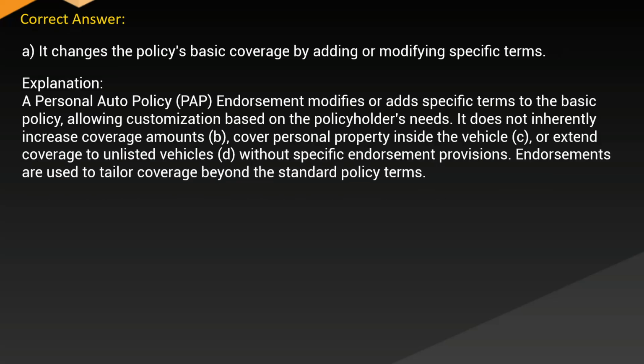Question 79. What does a scheduled personal property endorsement typically cover in a homeowner's insurance policy? A. Coverage for property stolen from an insured vehicle. B. Higher limits for specific valuable items like jewelry or artwork. C. Additional living expenses if the home becomes uninhabitable. D. Liability protection for injuries occurring on the insured property.